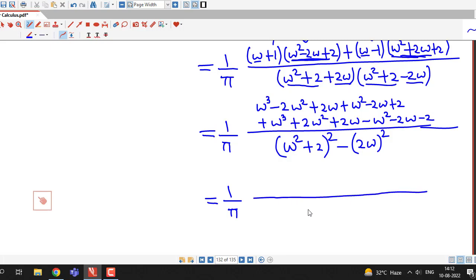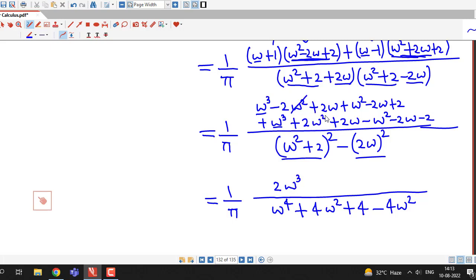Before that we simplify this. Now again I expand this. Square of omega square plus 2 is omega raised to 4, plus 2 into omega square into 2, that is 4 omega square, plus square of 2 minus square of 2 omega, which is 4 omega square. And if you observe here, omega cube is in the addition, so we have 2 times omega cube.